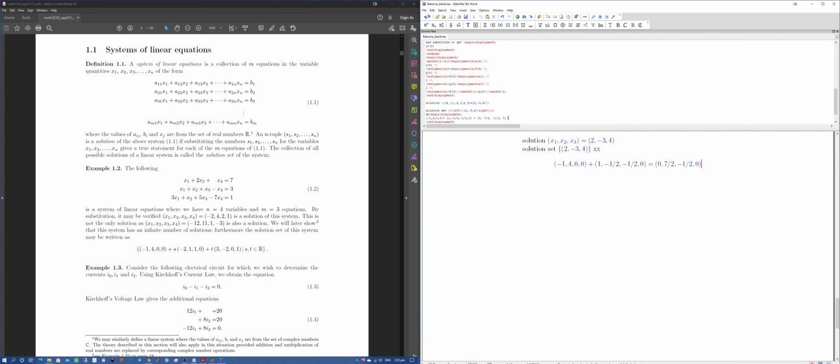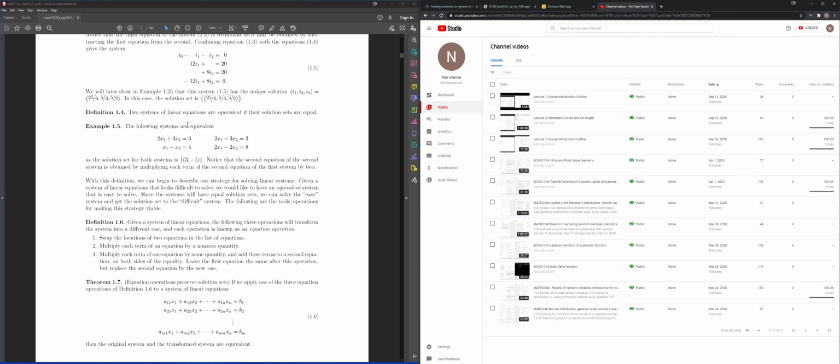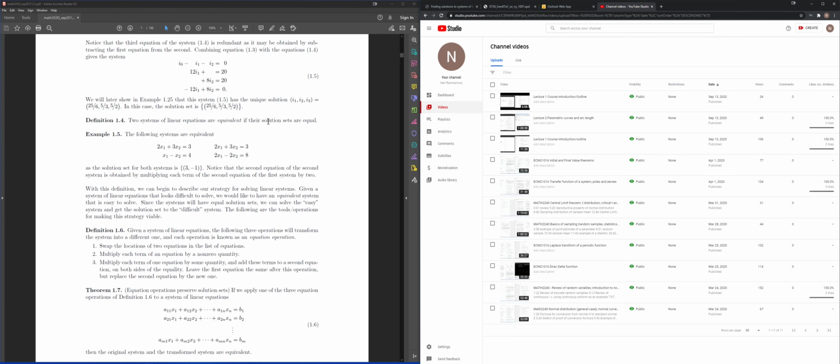Right, okay, so let's consider a definition of two systems of linear equations being equivalent. Two systems of linear equations are equivalent if the solution set for each one is the same, if they're equal.